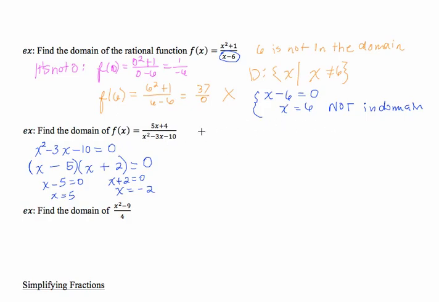So let's check that and make sure that we did do it correctly. So if I take f of 5, I'll get 5 times 5 plus 4 in the numerator, divided by 5 squared minus 3 times 5 minus 10, which is 25 plus 4 is 29, divided by 25 minus 15 minus 10 is 0. So that is true. When you plug in 5, you get 0 in the denominator. So that is not in the domain.